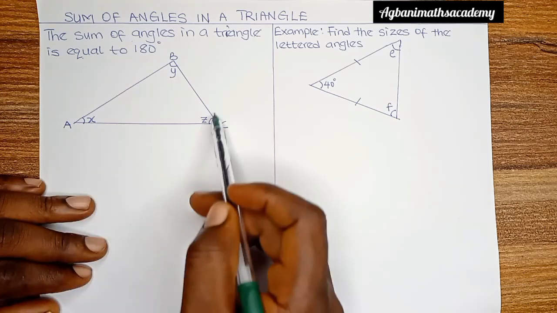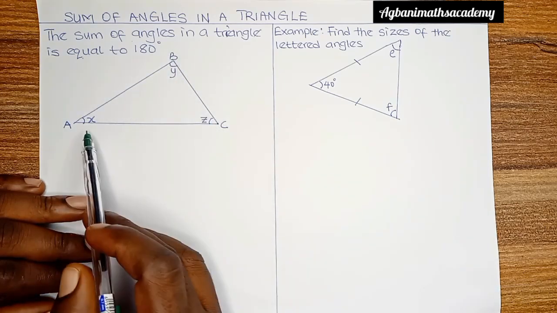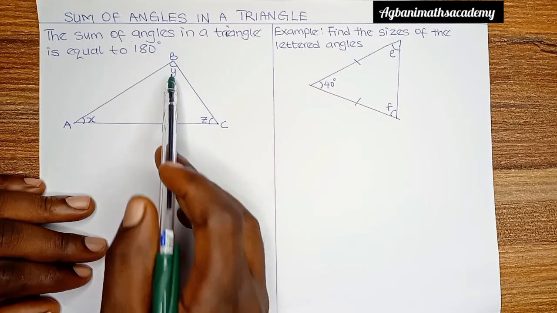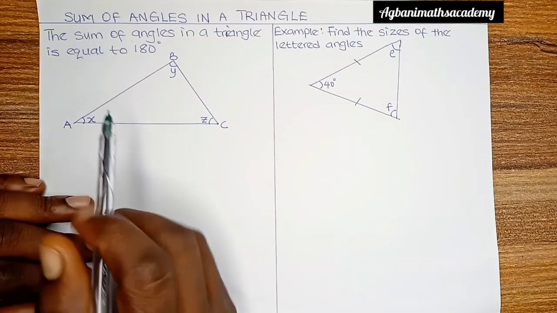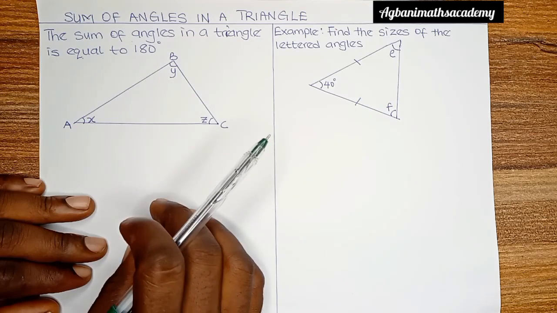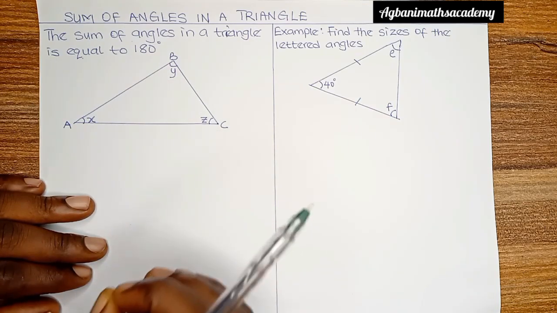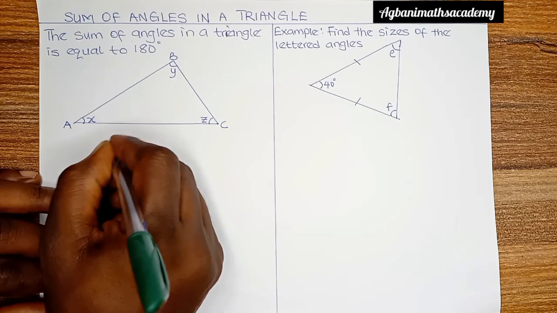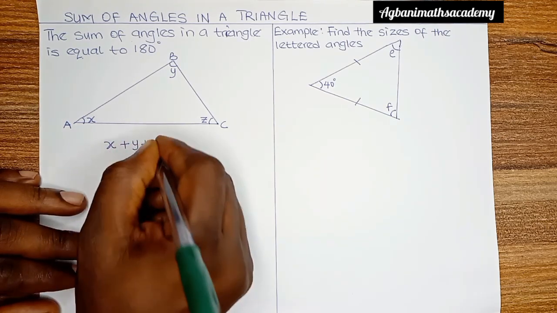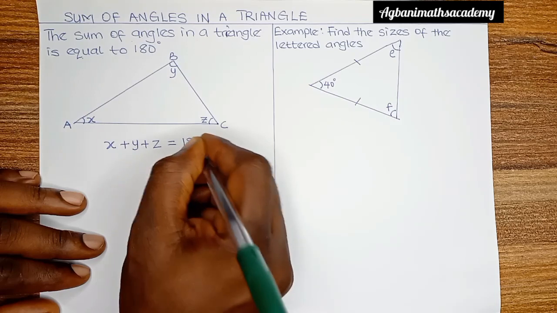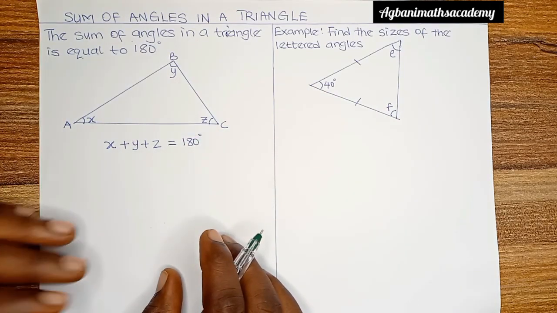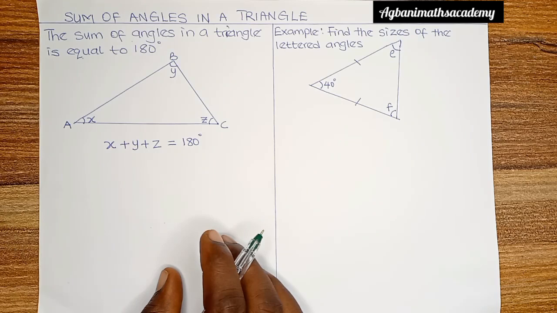So this is an example of a triangle having three sides and three angles x, y, and z. So this law states that when you add these three angles together, you're expected to have 180 degrees. So x plus y plus z is equal to 180 degrees. But as I said earlier, there are different types of triangles. Equilateral triangles have all three sides equal. We have isosceles triangles having two sides equal, and we have scalene triangles having none of their sides equal.